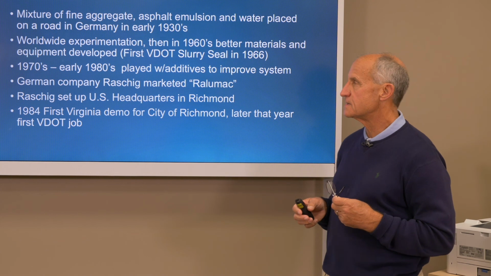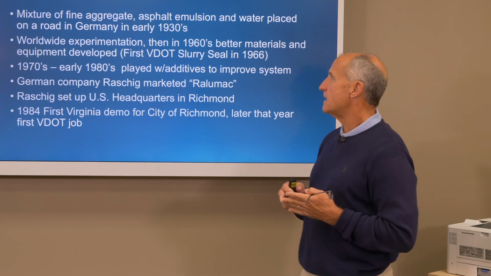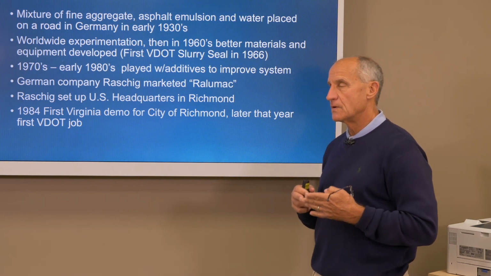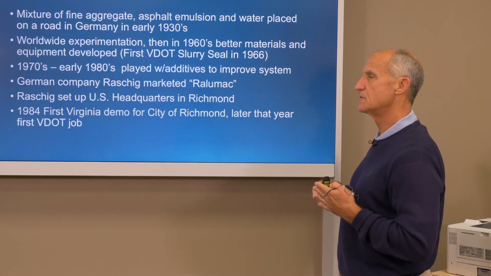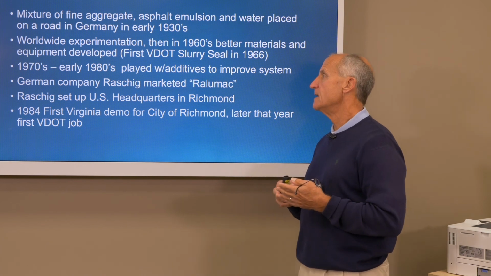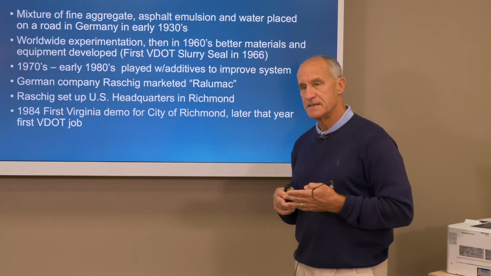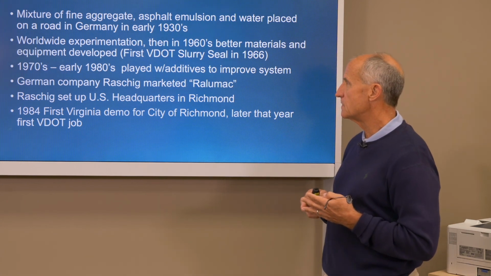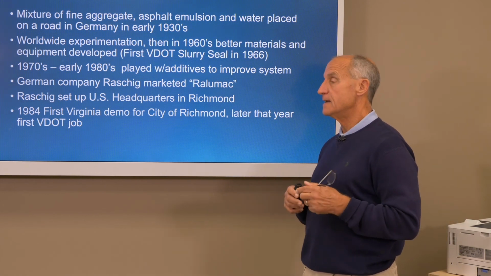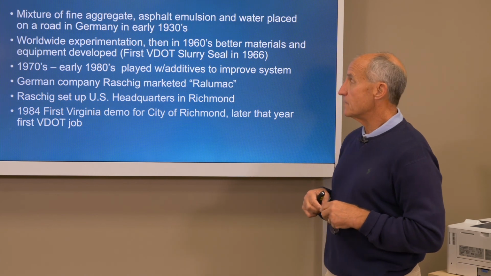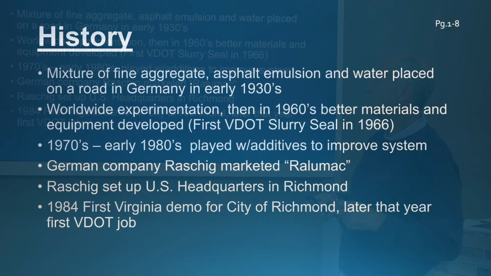We're still sticking with the same idea of mixing aggregate and emulsion and laying it in a thin application, but now we've gone to a point where we're adding chemistry to the emulsion, we're improving things, making things dry quicker. The first slurry seal in Virginia was placed by VDOT in about 1966. So this is a material that has been used, and the program has expanded significantly since then, obviously, but it's shown great benefit as a preventive maintenance, kind of a stopgap application to a road to extend the serviceable life.